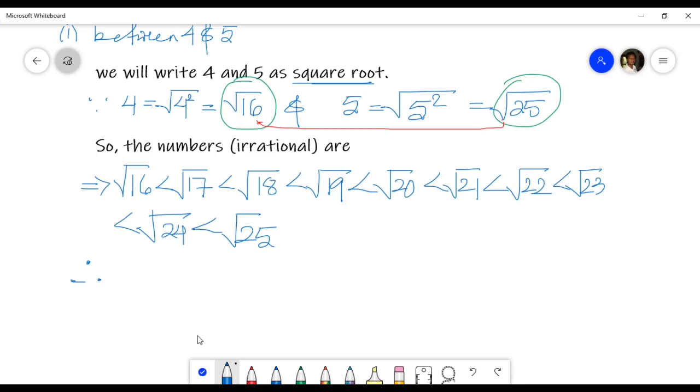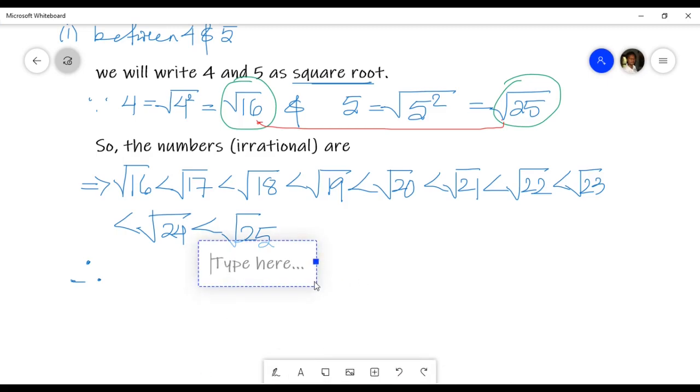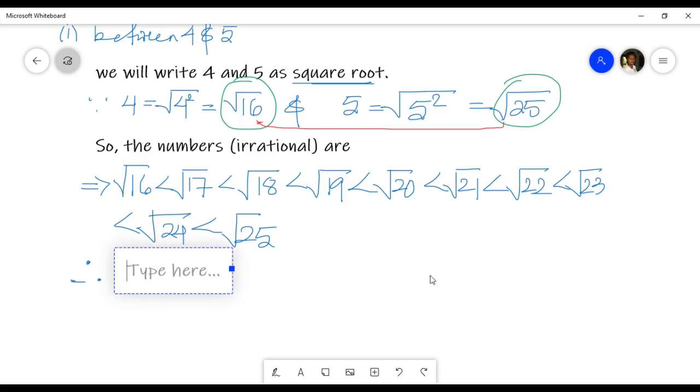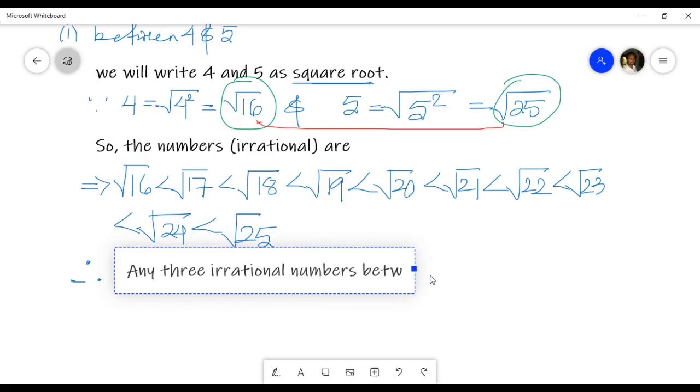But remember, we will not pick just any number, only an irrational number. I will explain here. If you recall, when I was inserting rational numbers in between, we had to pick perfect squares, but this is different. We have to insert irrational numbers. We will not pick perfect squares. I repeat, we will not pick perfect squares when we have to insert irrational numbers.